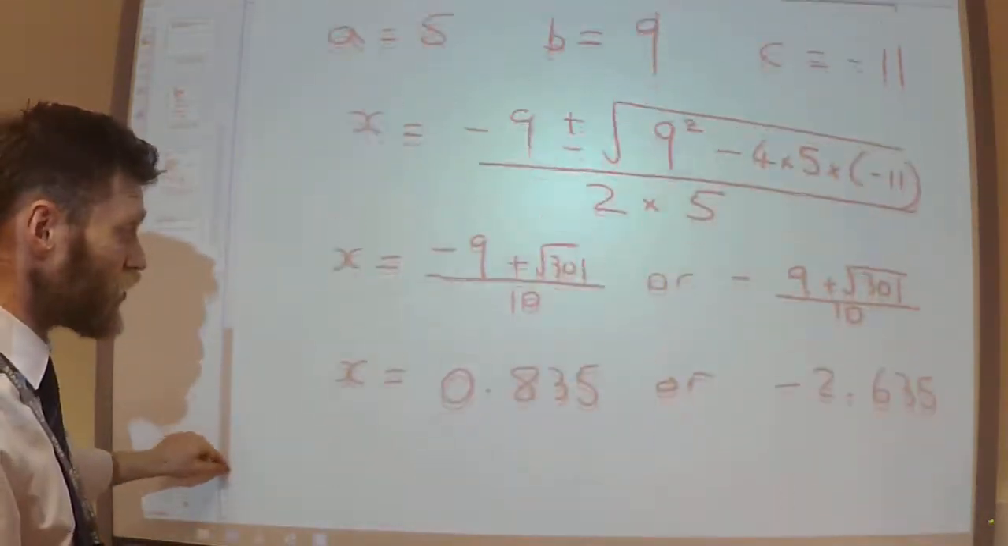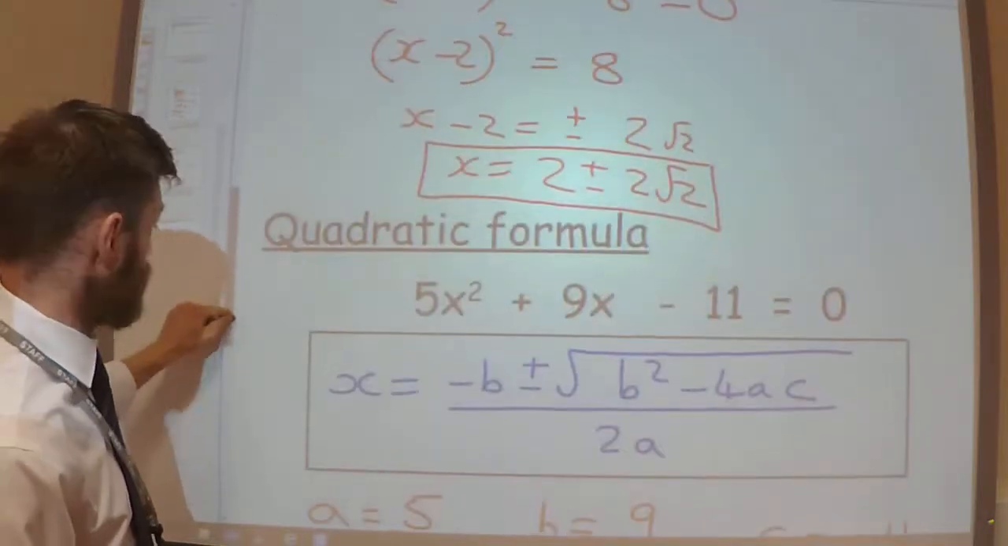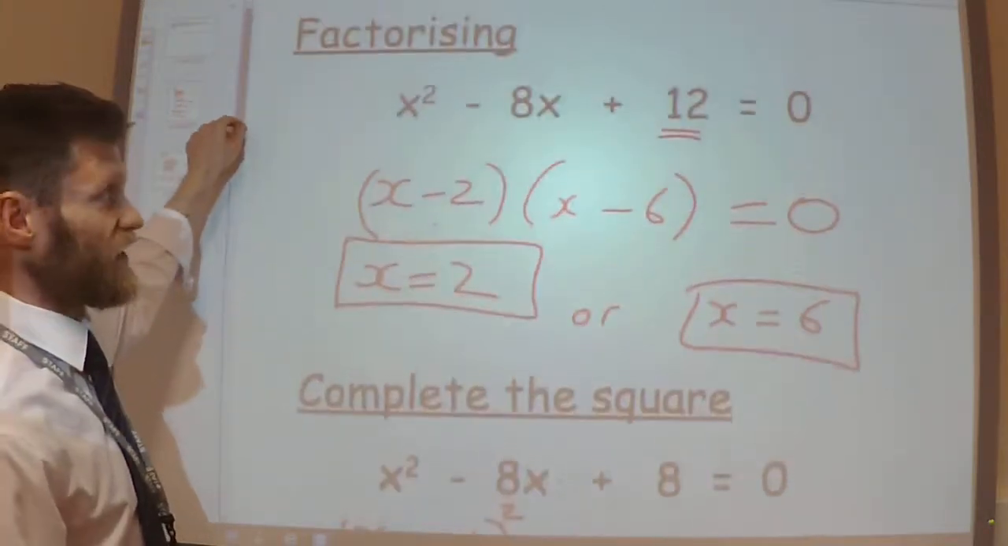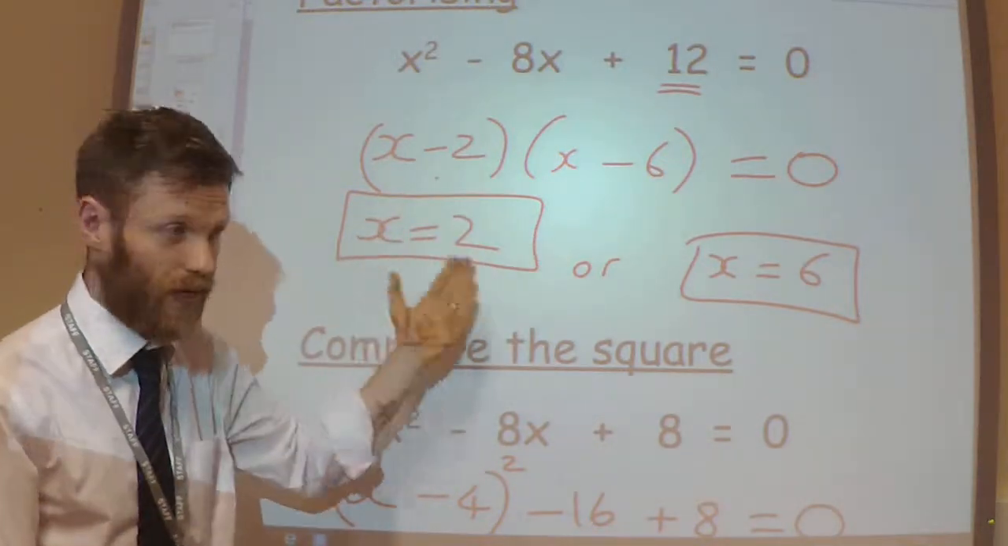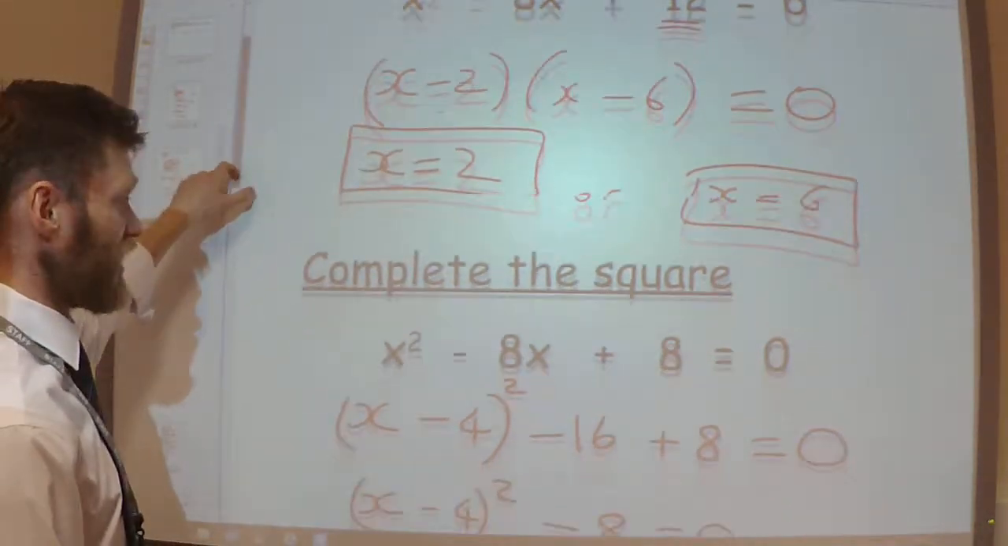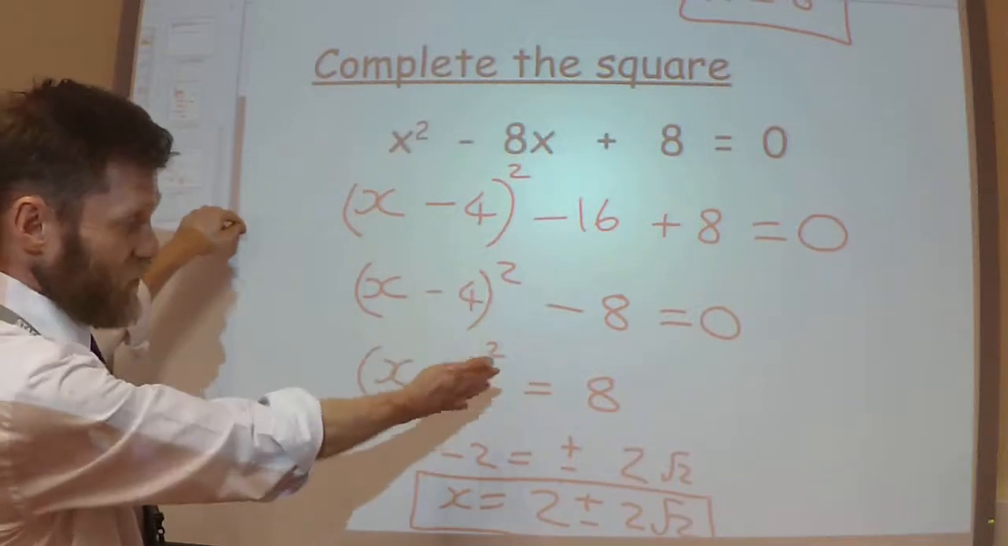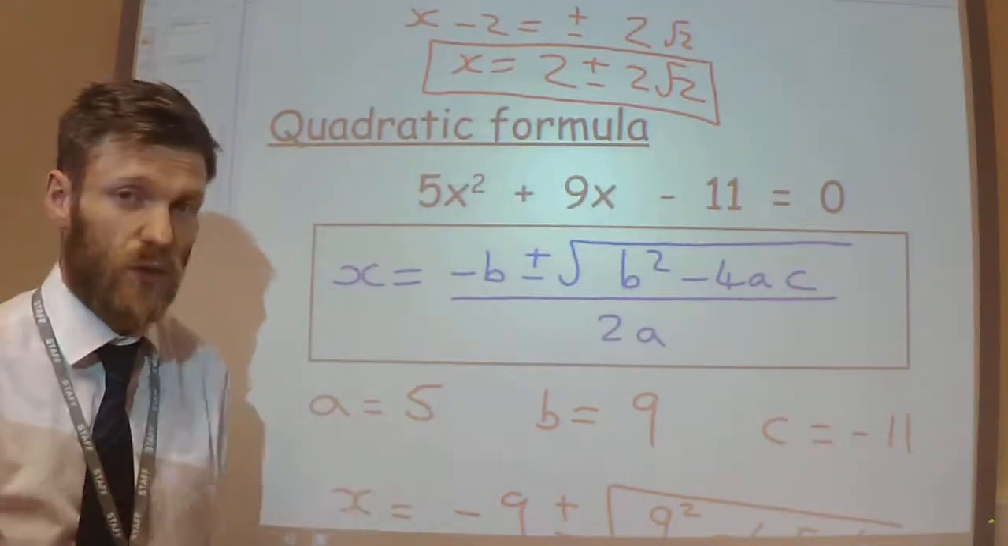But anyway, those are your three methods for solving a quadratic equation. Factorization is the first thing you use because it's simplest, it's quickest. If it won't factorize though, you can use either complete the square or you could use the quadratic formula.